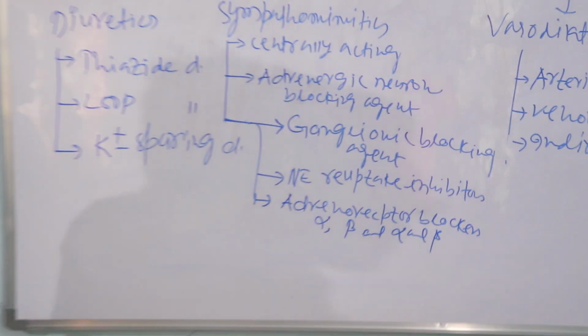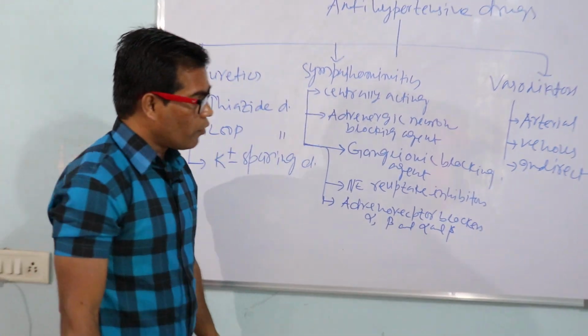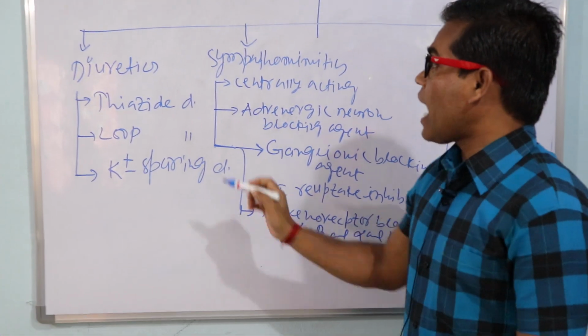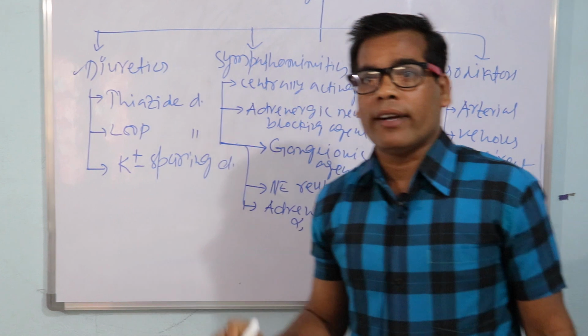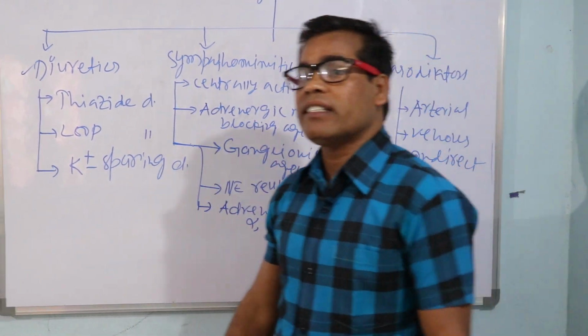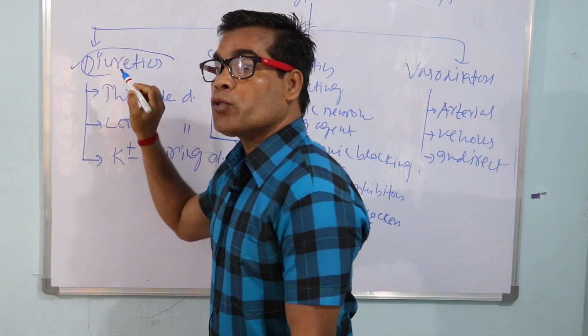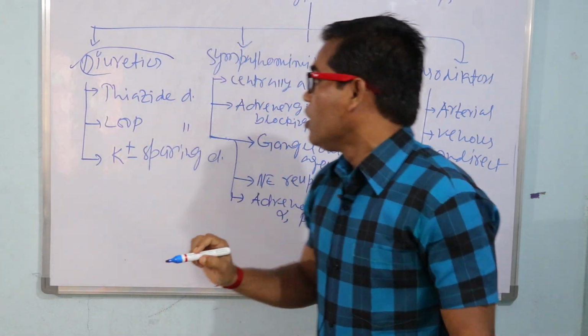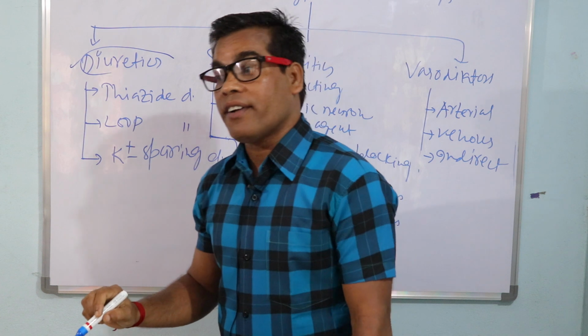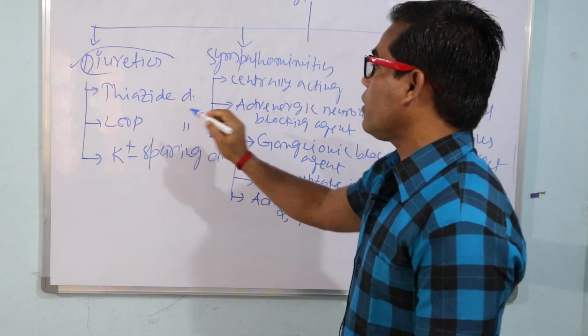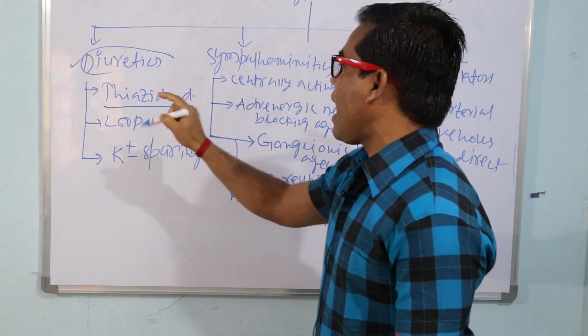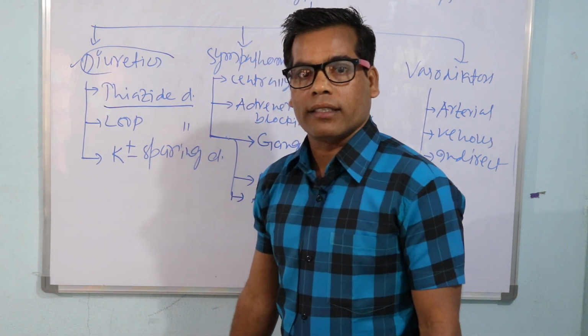The antihypertensive drugs are classified in the following groups. First one is diuretics. What do you mean by diuretics? Diuretics are the drugs which increase the urine outflow. Diuretics are very important drugs which are used to treat hypertension. So what diuretics are used in the case of hypertension? First one is called thiazide diuretics, thiazide and related diuretics.